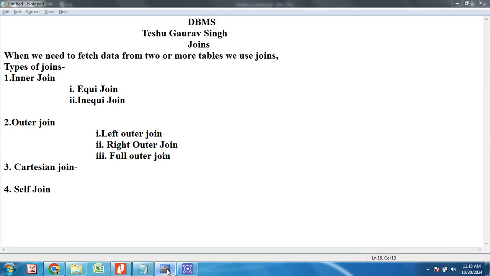So we have seen examples of inner join, outer join, Cartesian join. Just in the beginning I said, sorry for that, types of inner join are equijoin and inequijoin. Types of outer join are left outer join, right outer join, full outer join, then Cartesian join and self join. I will write this in my description box so that you will not be confused.